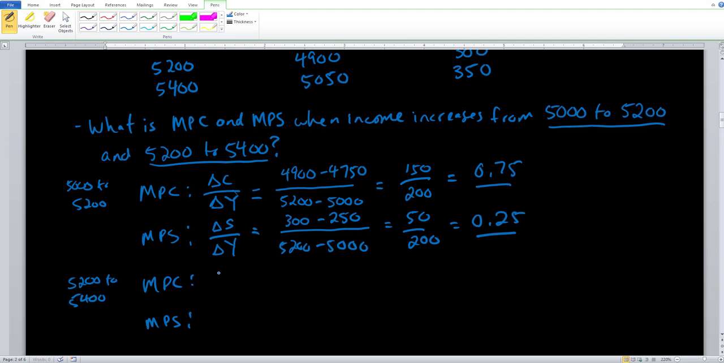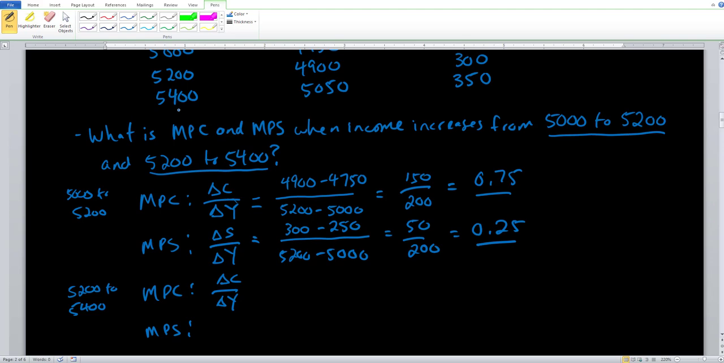For MPC, once again, we'll use a change in C over change in Y. Now we're focusing in on the second row to the third row. So here, 5,200 to 5,400. So that's going to go in our denominator. 5,400 minus 5,200. And our consumption changes from 4,900 to 5,050. So here, focus in on row 2 to row 3, no longer row 1 to row 2. Remember, I have to specify where you're starting from and where you're ending up. With this, we have 5,050 minus 4,900. And this will give us 150 over 200, which we already know from before is 0.75.